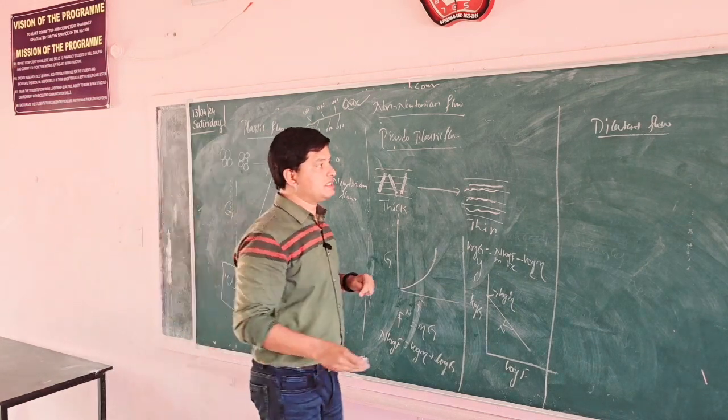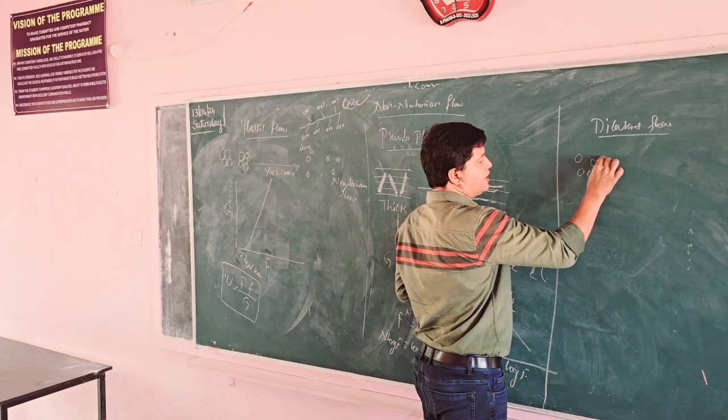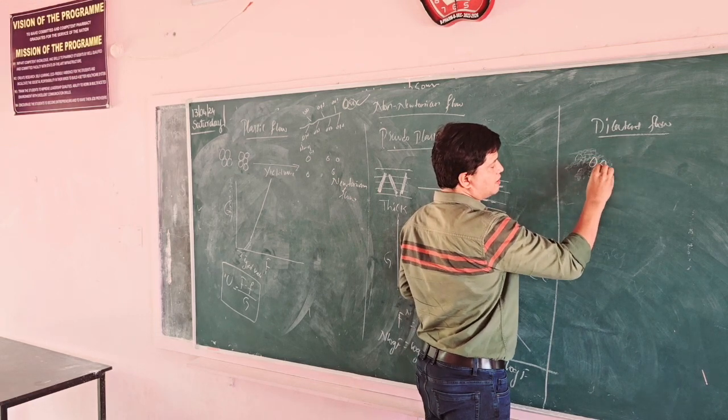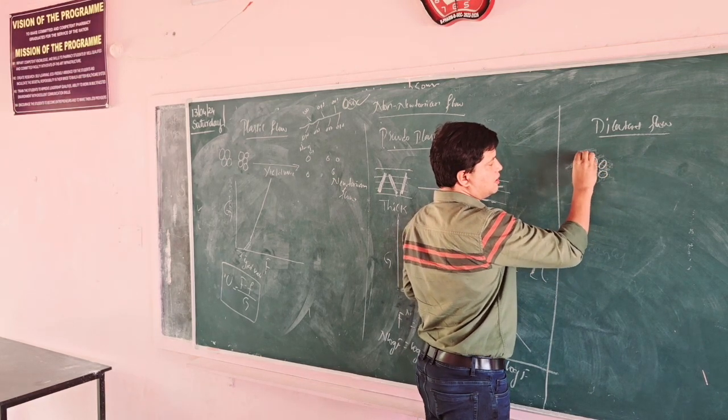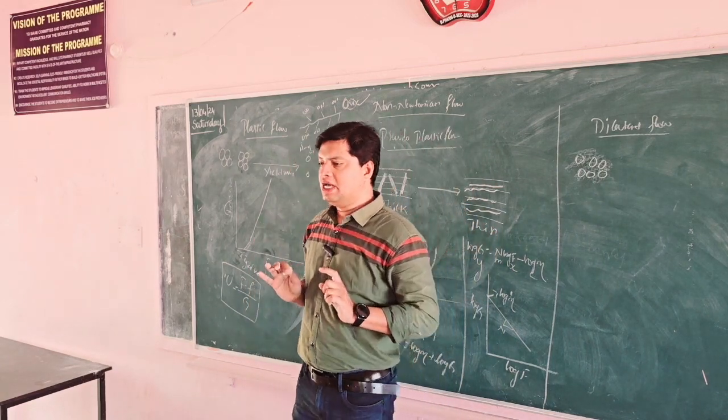So how to represent that? We have suspension like this, deflocculated, and we have water covering the suspension. So there is only enough water to cover the suspension.